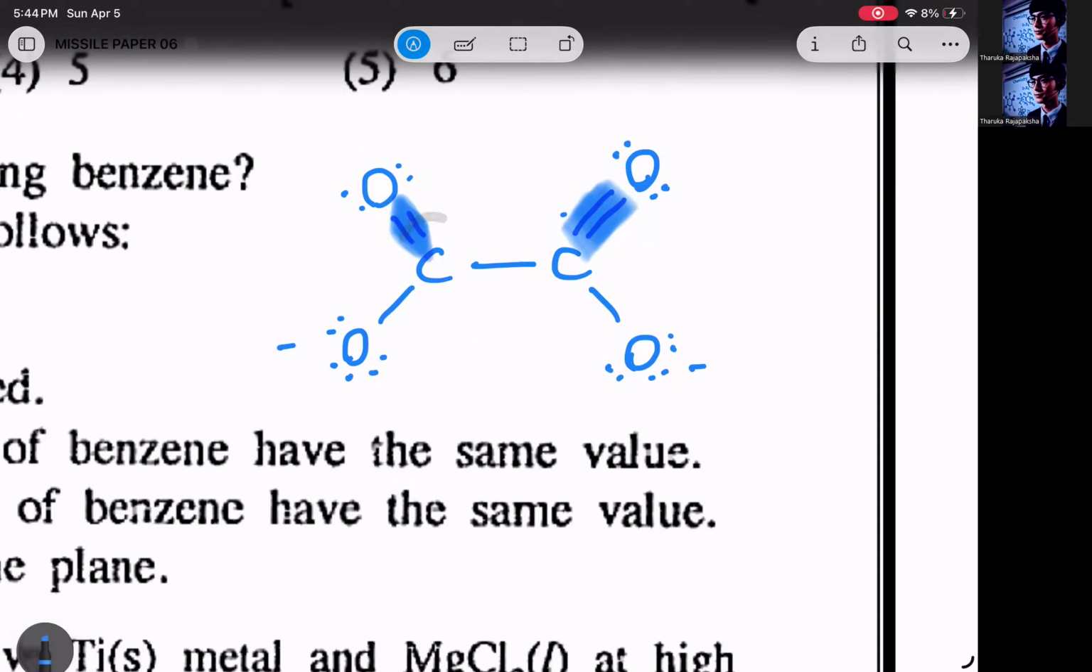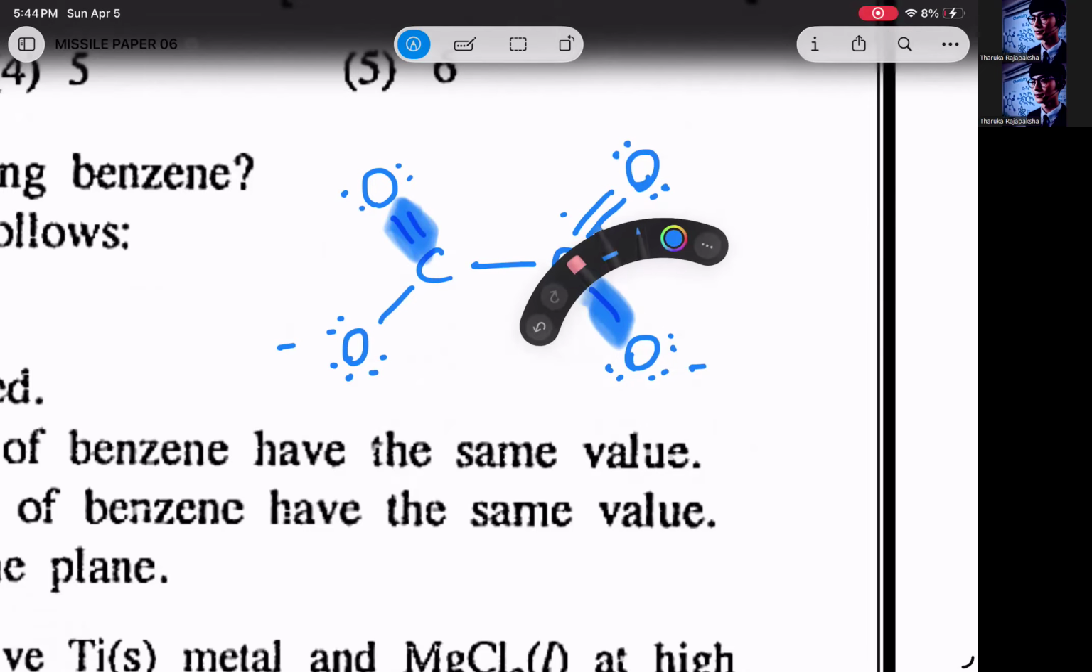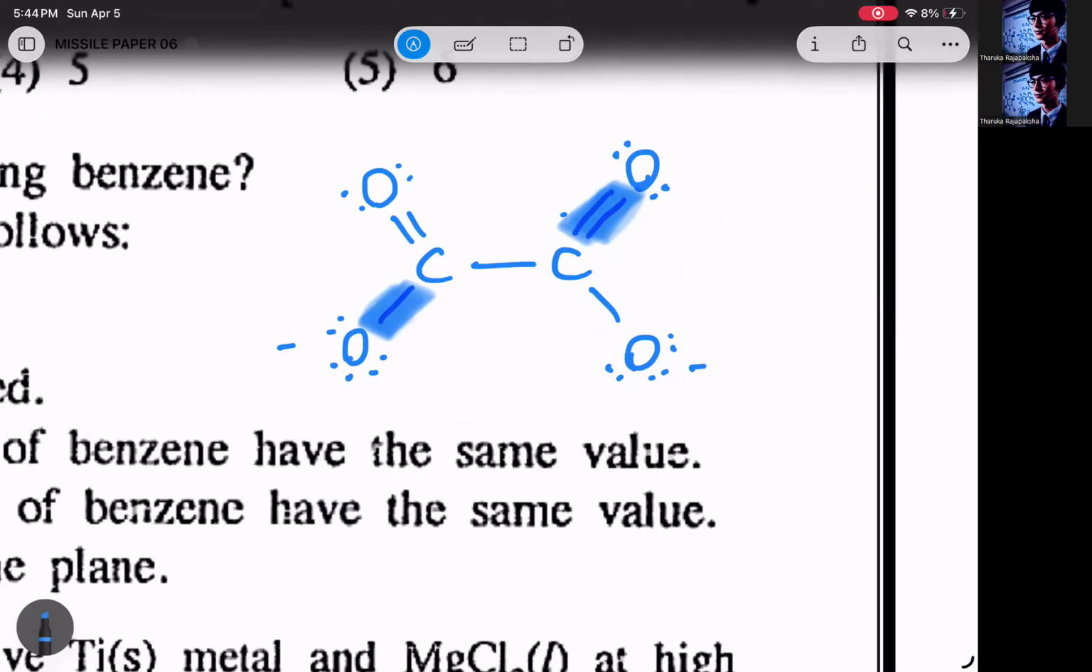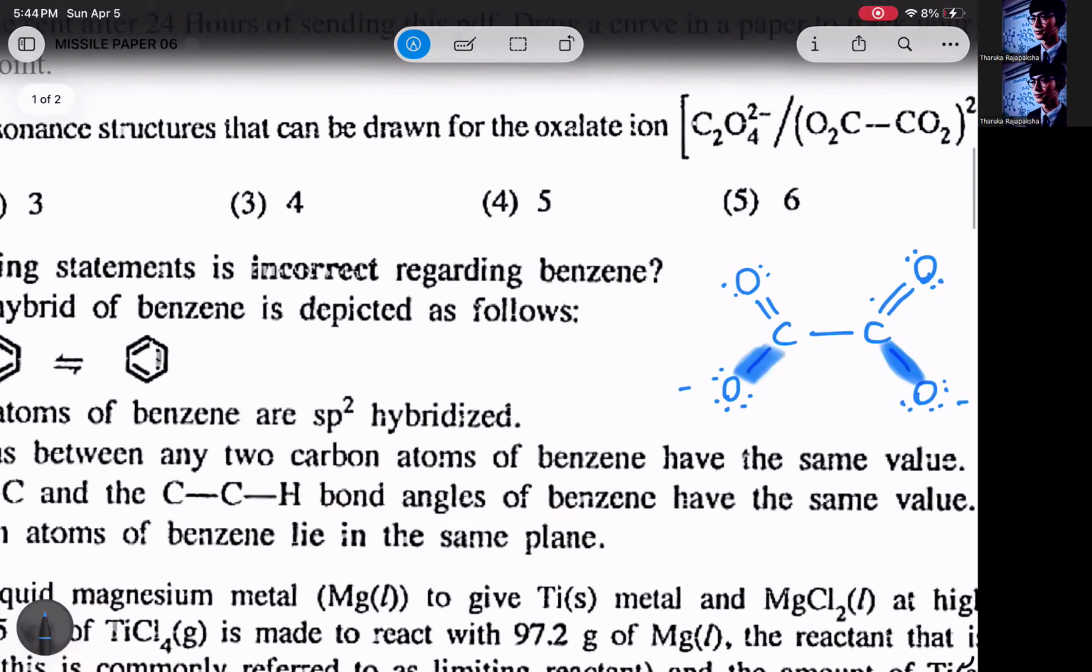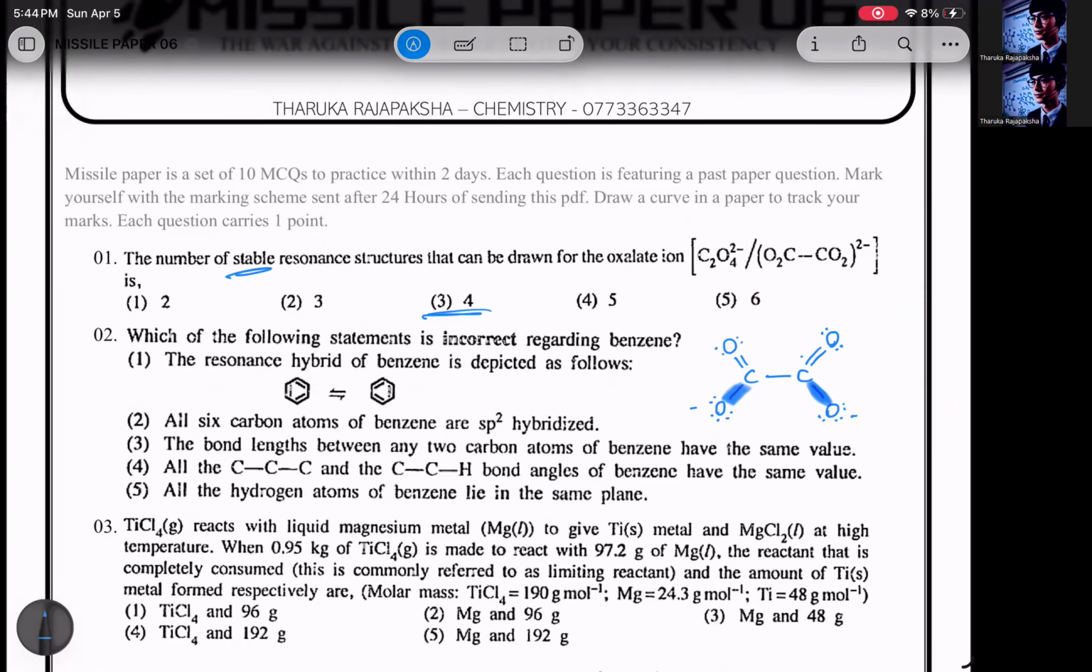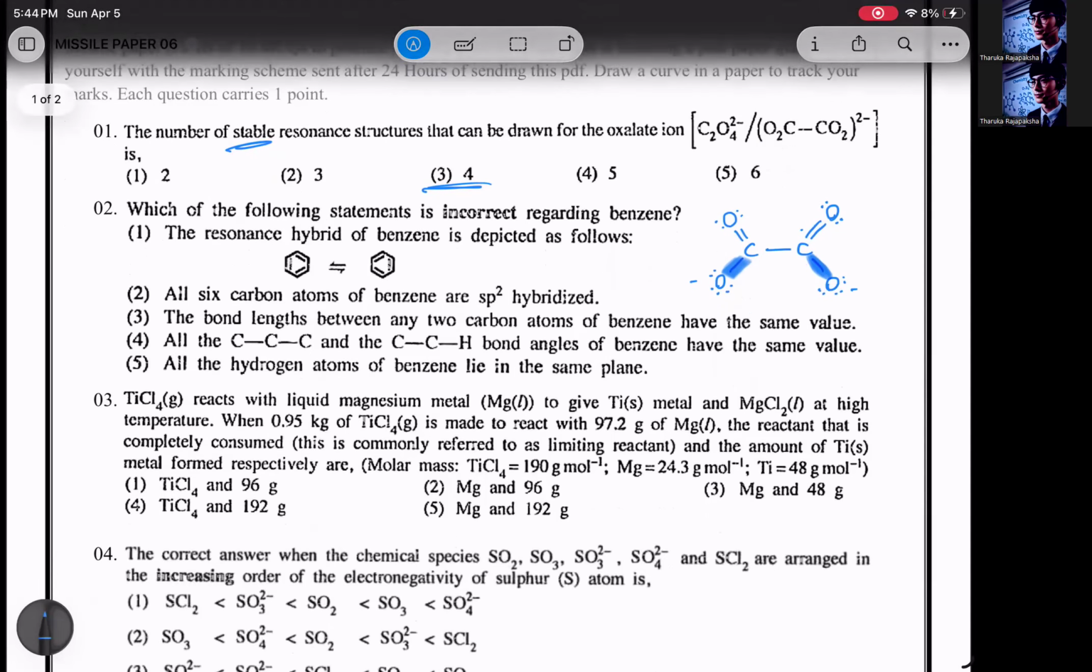That's the first way. The other way you can form double bonds is like this. That's the second way. Then another way which you can form is like this. That's the third way. Then another way is like this. That's the fourth way. So these are the only possible stable resonance structures for oxalate. So here the answer is 4. We can draw 4 of them, right? So the third one is the answer.